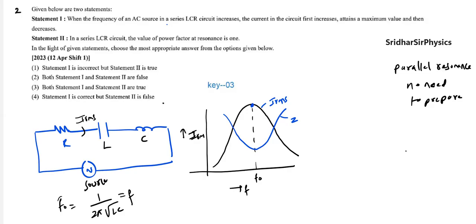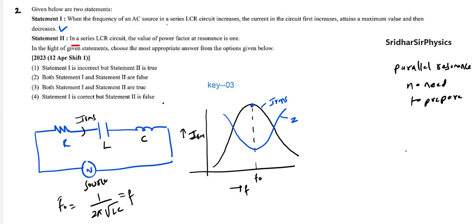The current in the circuit first increases, मैक्सिमम वैल्यू अटेन्स करता है, यहाँ पे मैक्सिमम हो जाता है, फिर बाद में डिक्रीज हो जाता है, then decreases. Okay, statement 1 is correct. Fine, this is correct. Then we'll come forward.